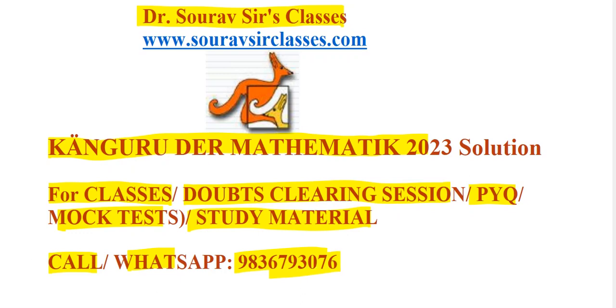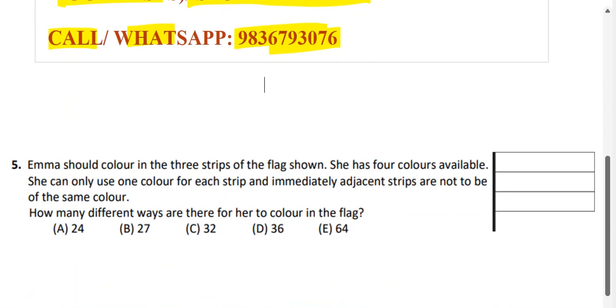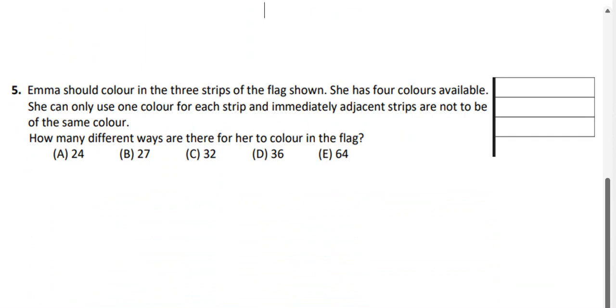Okay, so let's start with question number 5. Emma should color in the three strips of the flag shown. This is the flag, and she has four colors available. She can only use one color for each strip, and immediately adjacent strips are not to be of the same color. Means adjacent strips are not the same color.